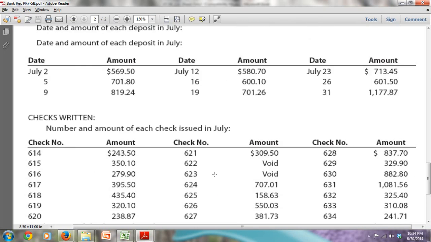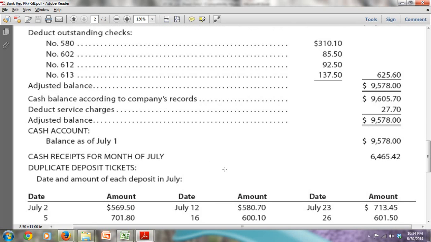I'm going to go back to the previous rec and look to see if there were any outstanding checks on that one. So the previous month rec, I had check number 580, 602, 612, and 613. So I'm going to make sure that those 4 checks clear the bank statement. And if they don't clear, they'll stay on the reconciliation as a reconciling item.